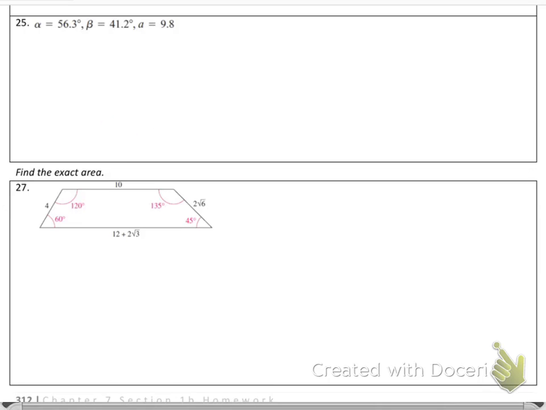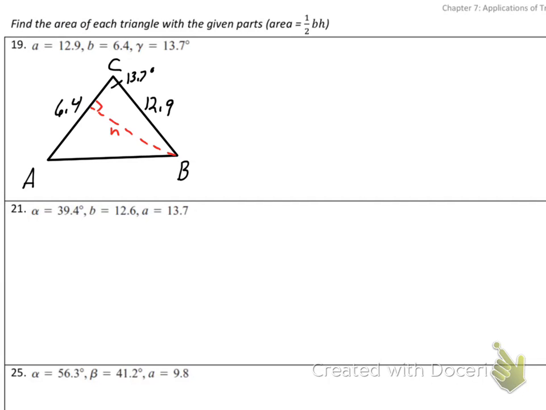Number 21. So that's kind of the same thing, except we have to do a little bit extra work. This base may not have been all of the space you needed. So we're going to say that's A, that's B, that's C. Our alpha is going to be 39.4 degrees. Our B is going to be 12.6. And our A is going to be 13.7.